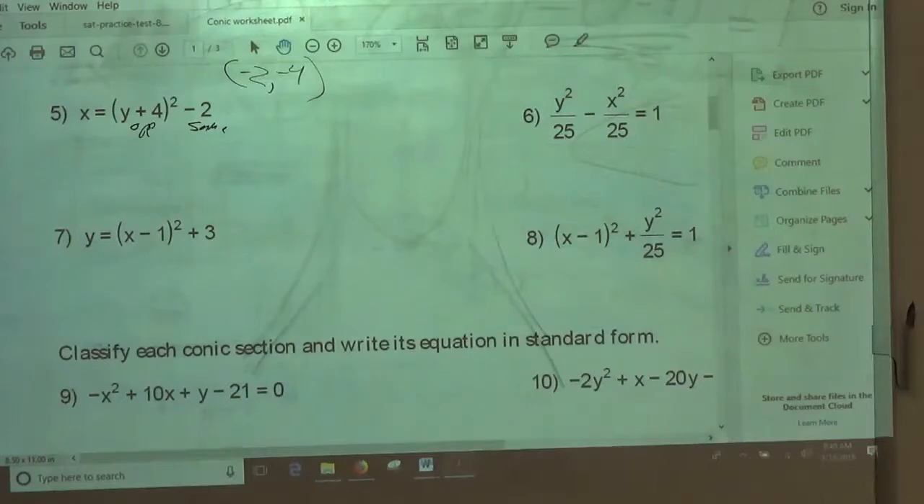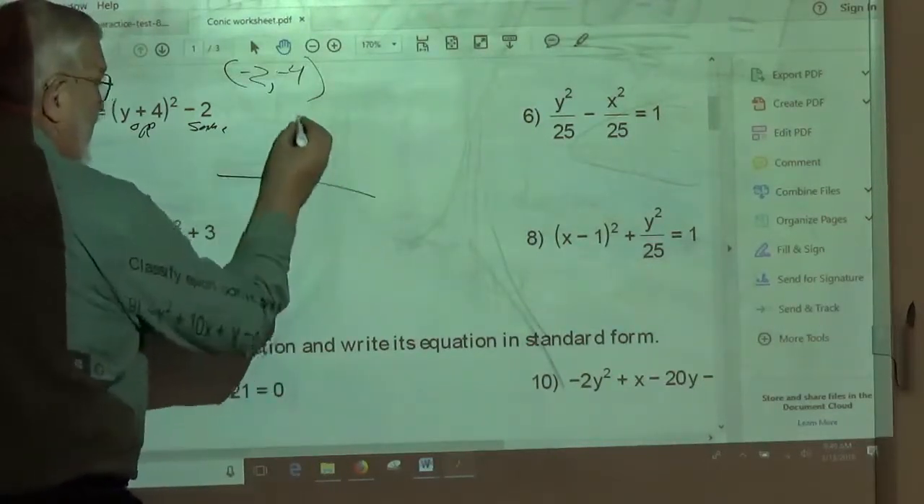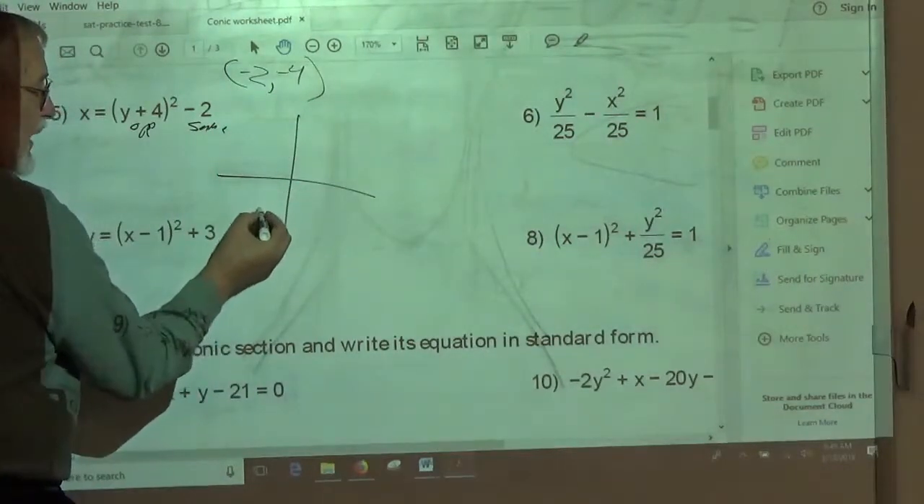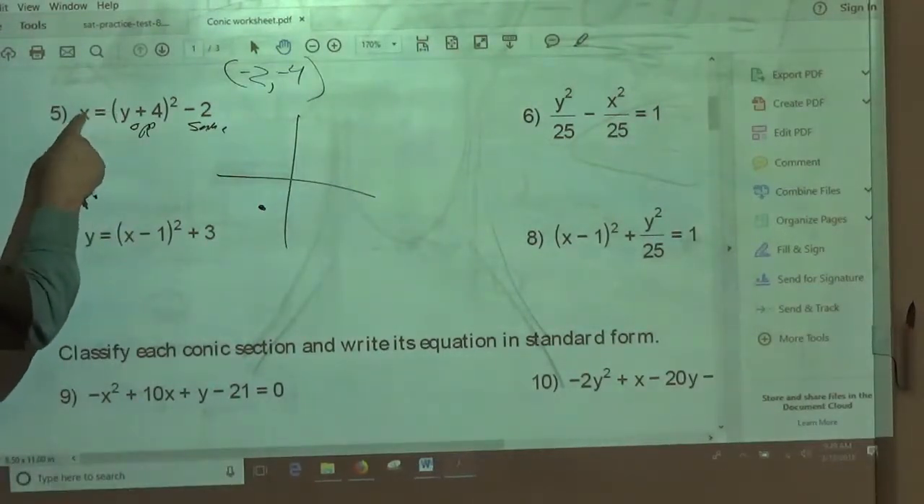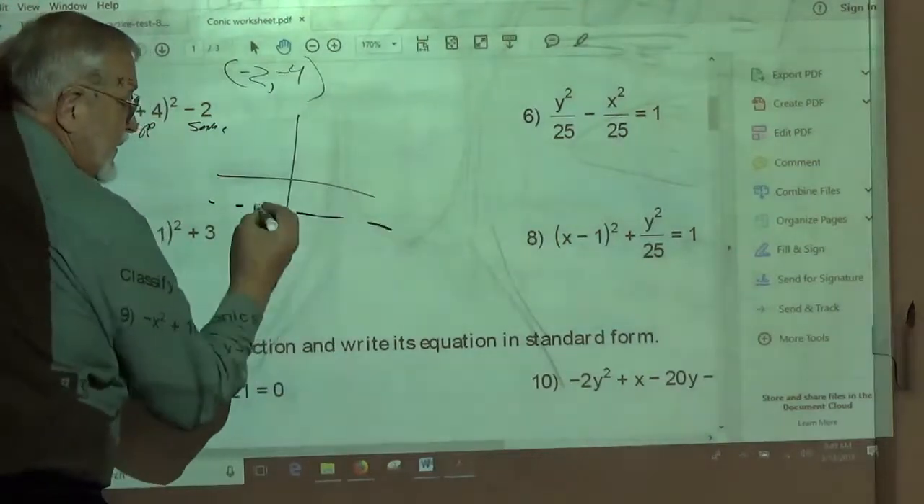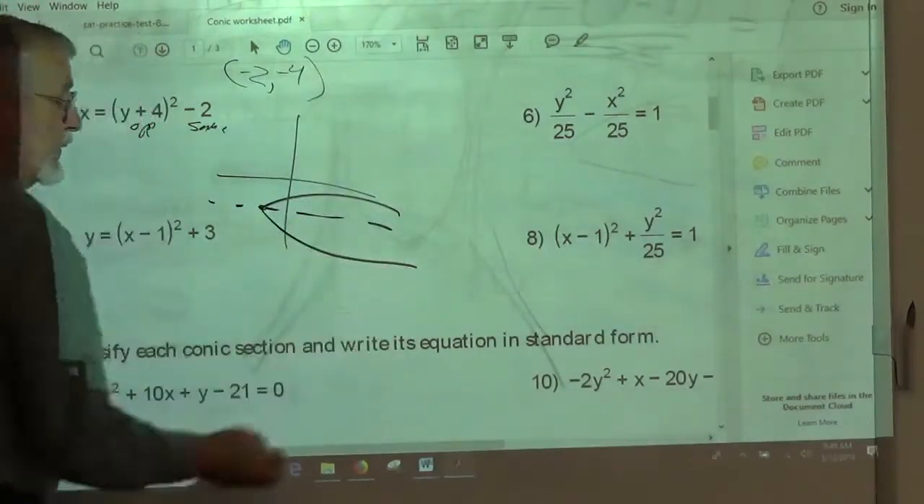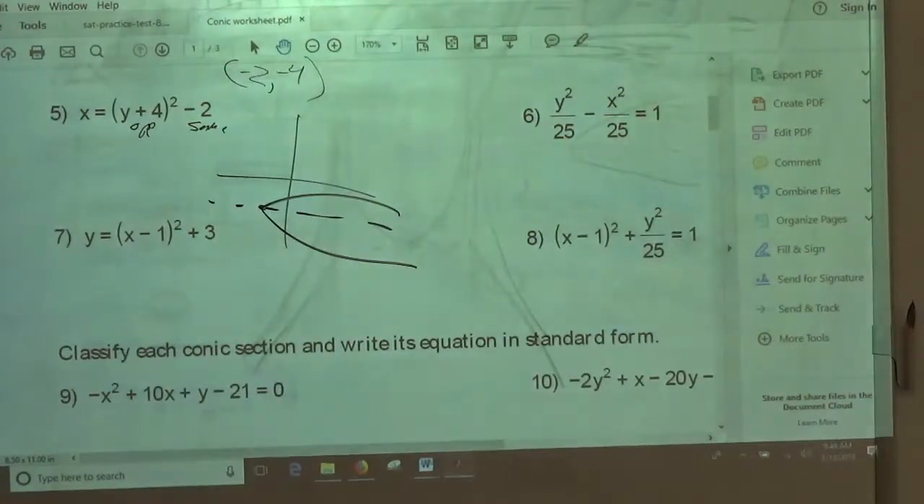A lot of times we take what's inside the parentheses and make that the x value. You've got to be careful with parabolas now because you're not using just functions. You can use the parabola going in either direction. So we're going to go at negative 2, negative 4. We're going to have our vertex, and it's going to open to the positive x direction. So it's going to go like this and open that way. All right, question? All right, good.